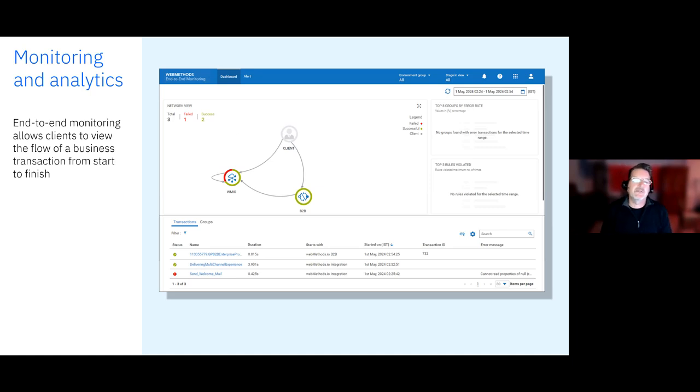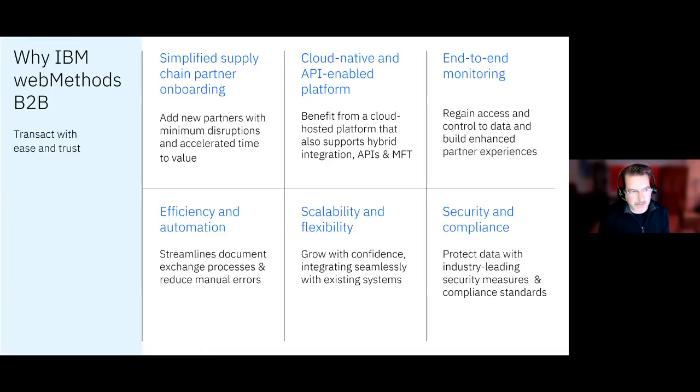Now, we built this because of the number of applications that are running within the iPaaS, so it makes it easier for you to troubleshoot and find things that you want to deal with. So, why IBM webMethods B2B and the ability to transact with ease and trust? And, you know, this slide illustrates some of the significant benefits when it comes to the question of why. And I'm not going to dig through all of these. You get the idea. I've been talking about these, and they're very important.